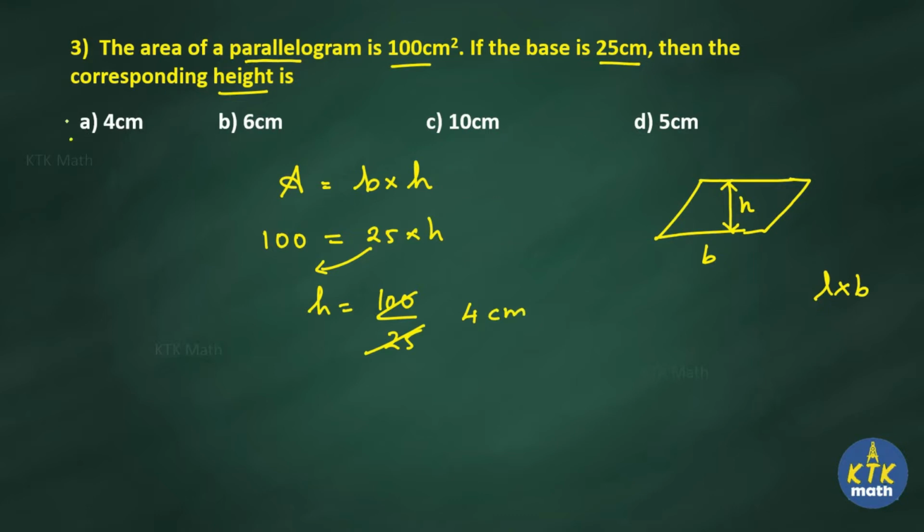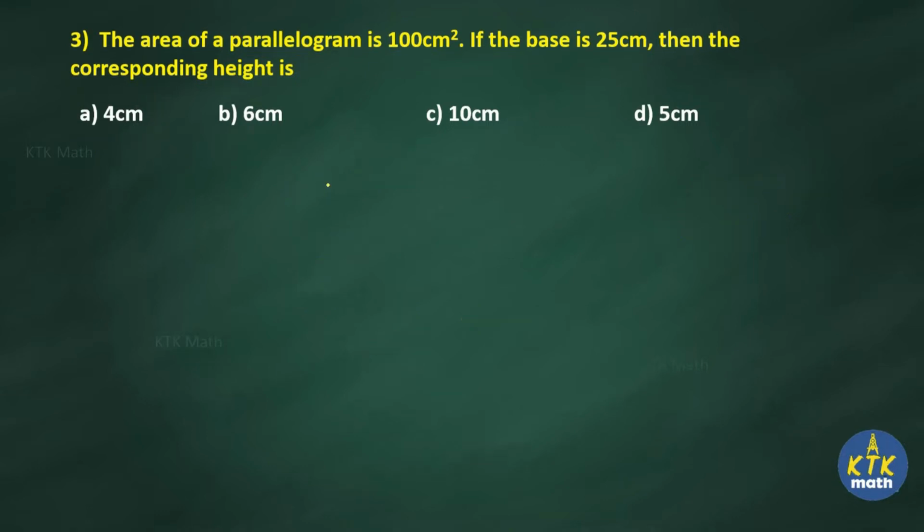Where is the option? Yeah, it's here. That's the answer. From here itself you can say the base we are multiplying with height will give you 100. By looking, we can say 25, how many times 100? 4 times. So your answer is 4. In order to make you understand clearly, I am using the formulas and steps, whereas these kinds of questions you can easily find the answer just by looking at the question. Next, question number 4.